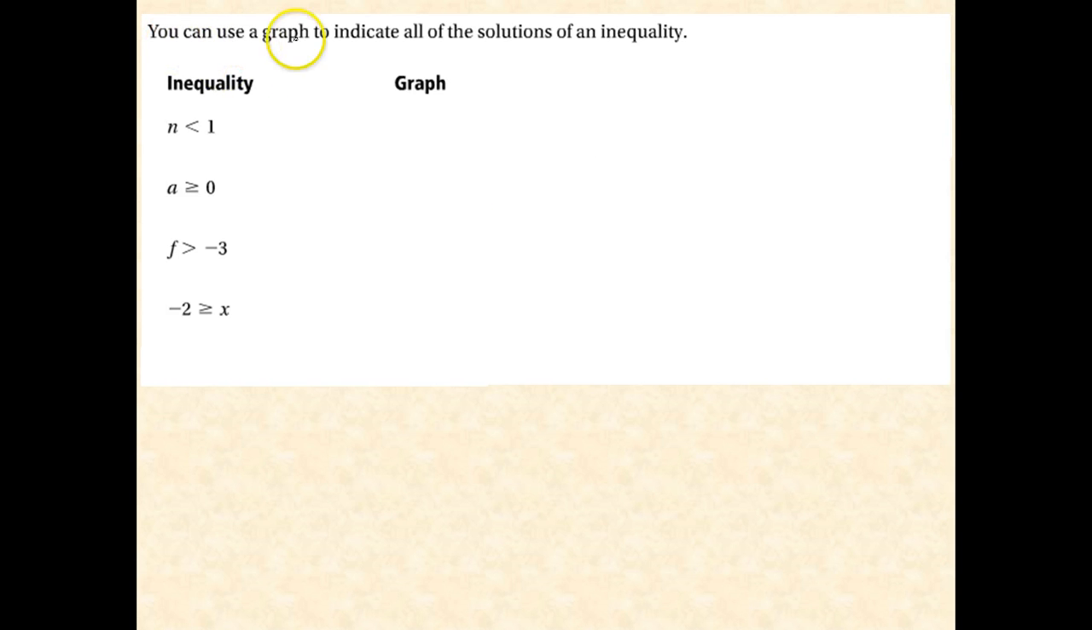Alright, so you can use a graph to indicate all the solutions of an inequality. n < 1 looks like this. All the numbers that are less than 1. And we got an open circle around 1 to show that this is our boundary, but we're leaving it empty inside because we're not counting the actual place where it's 1. Just everything less than that.